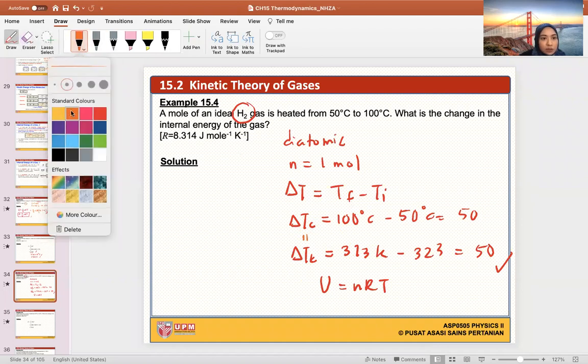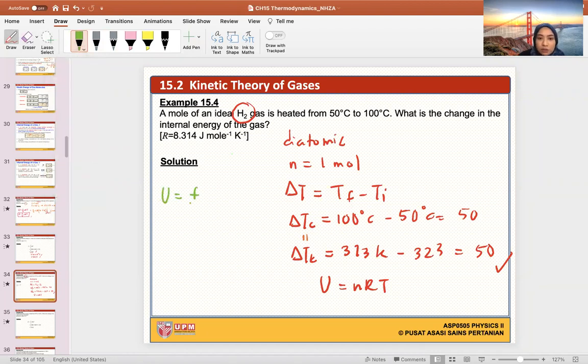So moving on to the equation now. So now we will use the equation. So the general equation is U equals to F, or it's asking for the change. So it's asking for delta U. Delta U. What is the change in the internal energy of the gas?